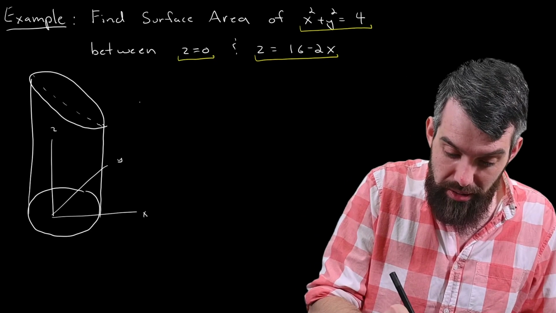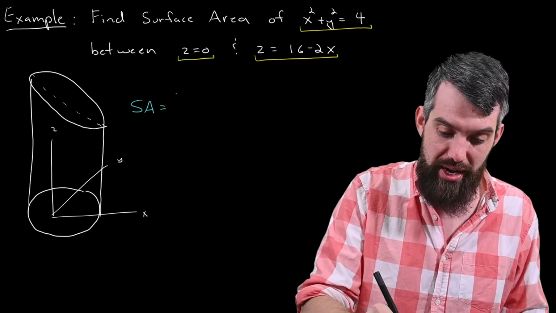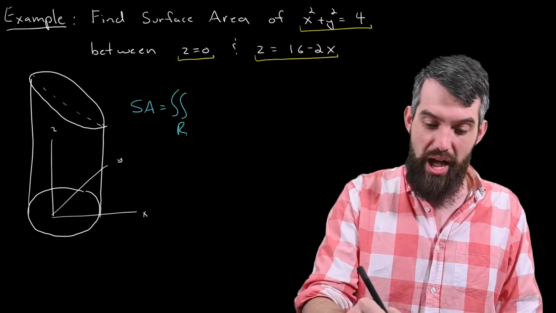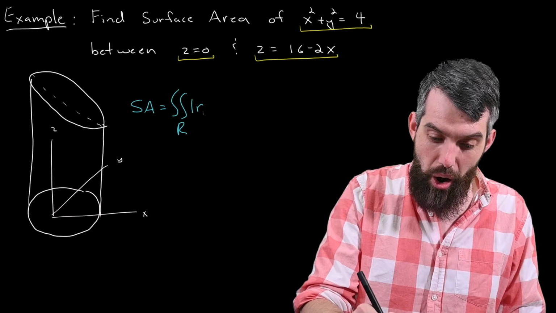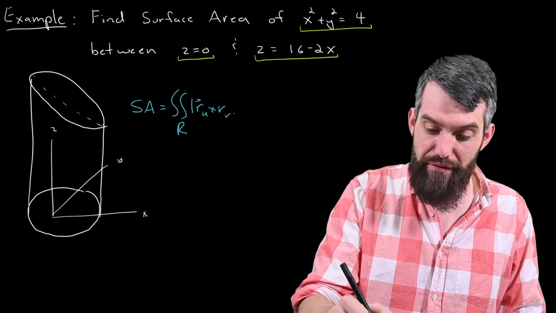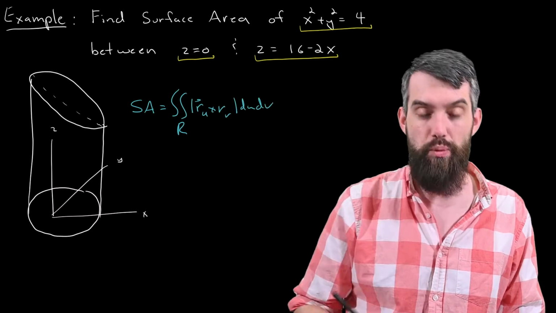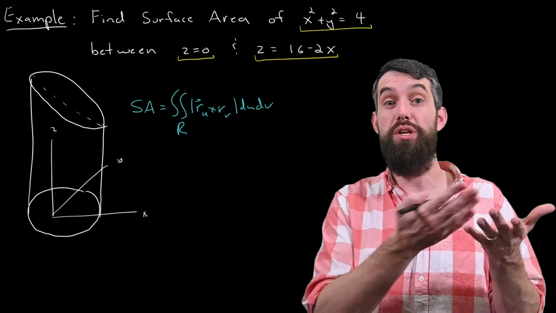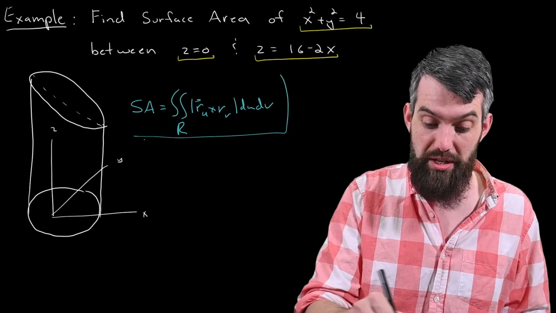So the formula I'm going to use is the parametric one, and I'll recall for you that it is the double integral over some region in the parameter space of the length of r_u cross r_v du dv, where u and v are your parameters for your position function r. And so this is the formula that we're going to use.